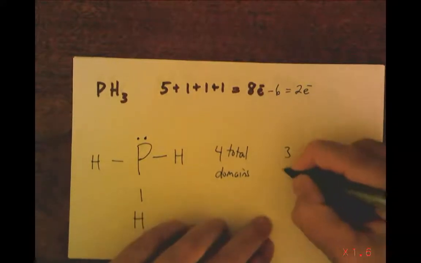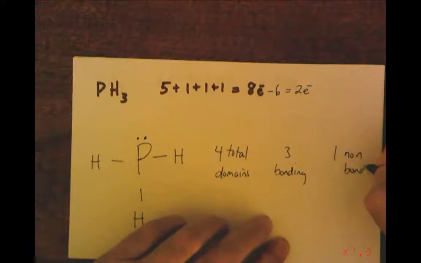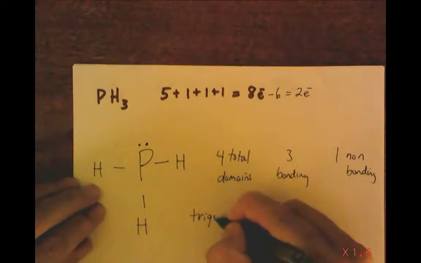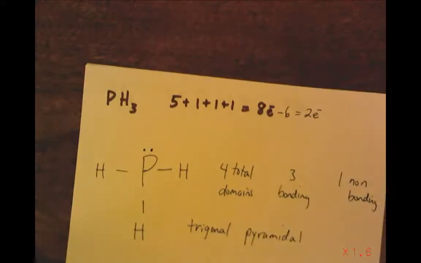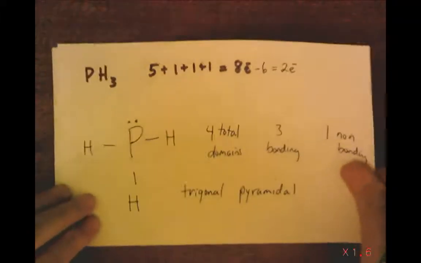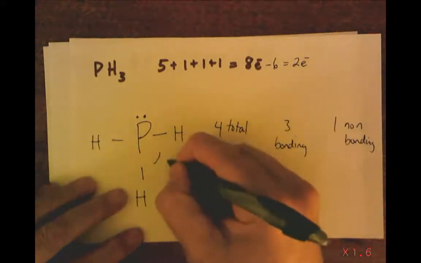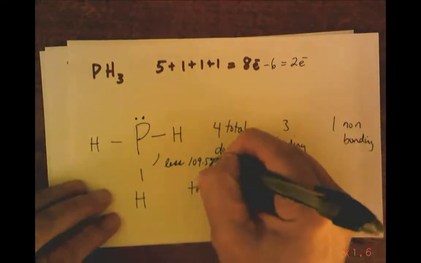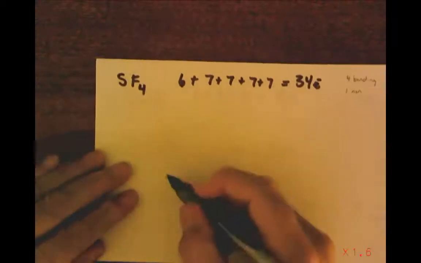3 bonding, 1 non-bonding. Okay, now remember that lone pair pushes more. So what do we have? Trigonal pyramidal. Okay, and let's see, what is that degrees? Less than 109. Almost put a percent. Less than 109 degrees. Okay, let's try another one.